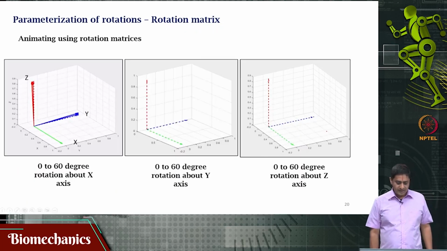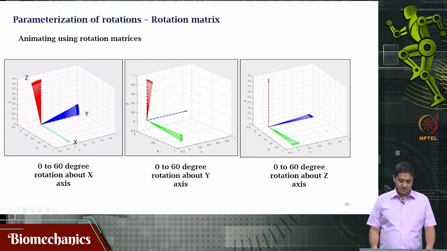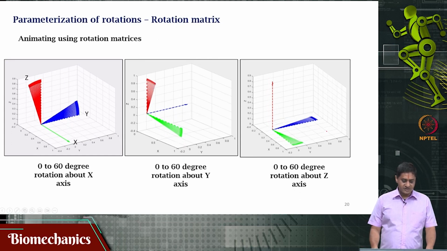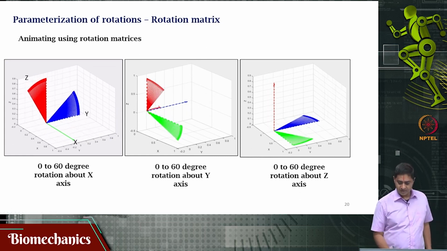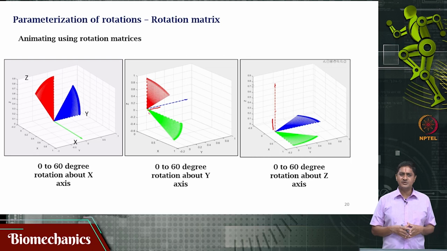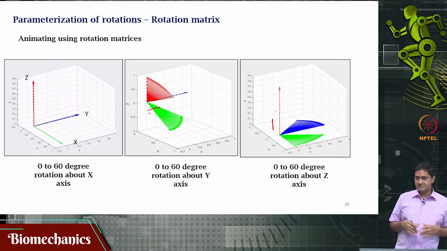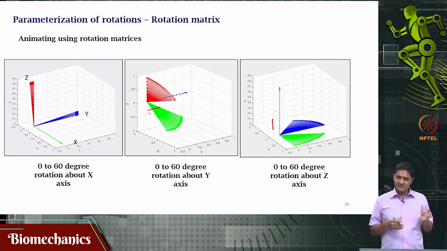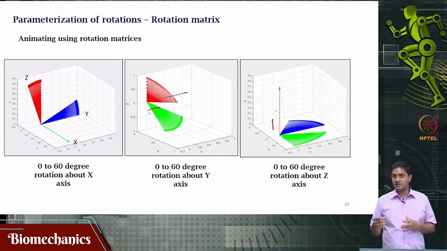Here again, what are shown are 3 plots: one that shows 0 to 60 degree rotation about the x axis, another that shows 0 to 60 degree rotation about the y axis, and another that shows 0 to 60 degree rotation about the z axis. Essentially the same code has been utilized, with just a small change made to plot this for us. One more time, this is only between 0 and 60 degrees, changing at the rate of 1 degree. So, what is needed is for us to measure this and then plot appropriately.